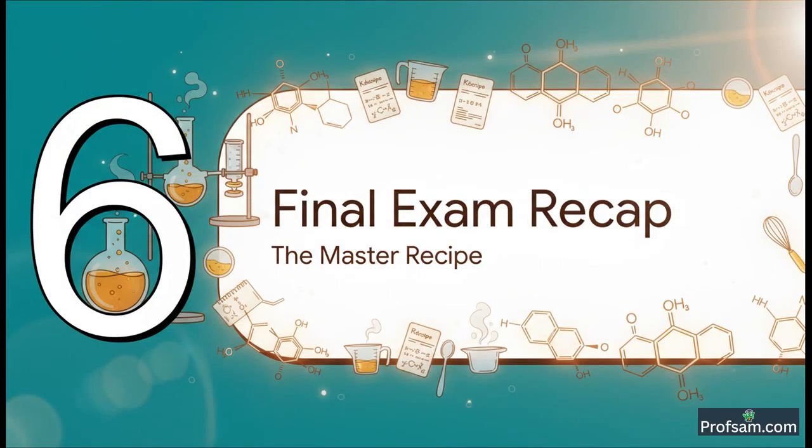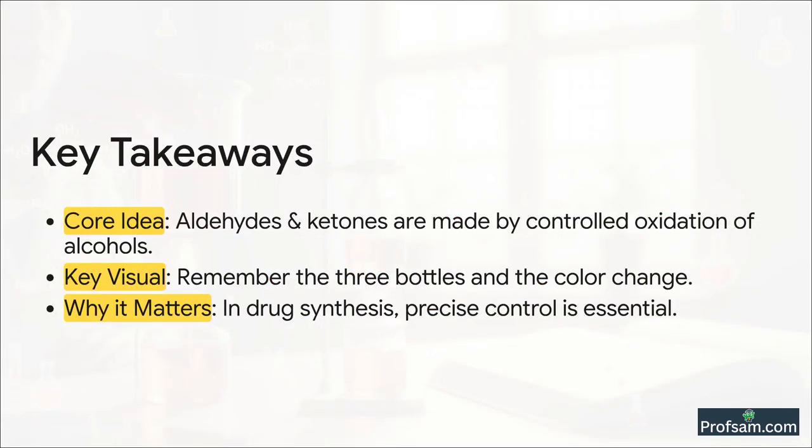All right, we're almost at the end, so let's do a quick recap for your exams. Think of this as your master recipe for success in this topic. So, what are the most important points to take away from our discussion today? Number 1, the core idea. Aldehydes and ketones are prepared by the controlled oxidation of alcohols. Number 2, the key visual. Remember those 3 bottles? Primary and secondary react, you see the green color, but tertiary does not, it stays orange.